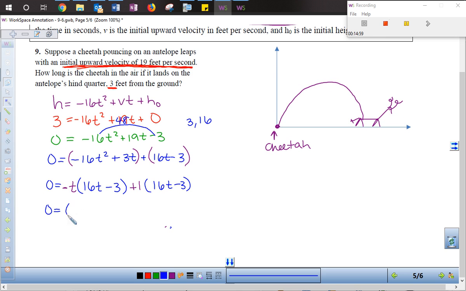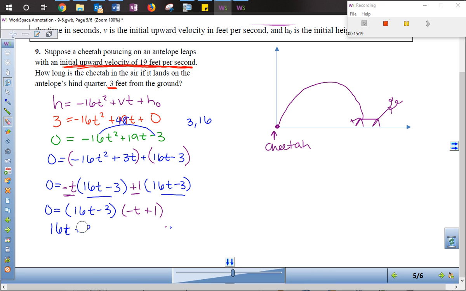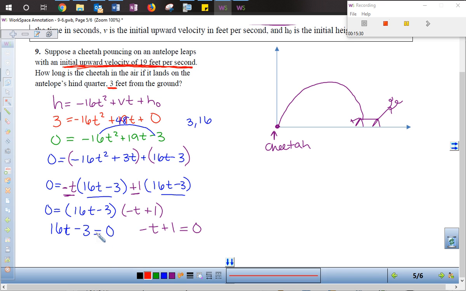So 0 equals the 16t minus 3 is in common, right here and here. Then I have a negative t plus 1. Now I can take each binomial and set it equal to 0. So 16t plus 3, or no, sorry, 16t minus 3. I was having a hard time reading my own handwriting. 16t minus 3 equals 0. And negative t plus 1 equals 0. So on my first equation here, I can add 3 to each side and divide by 16, and t equals 3 over 16.